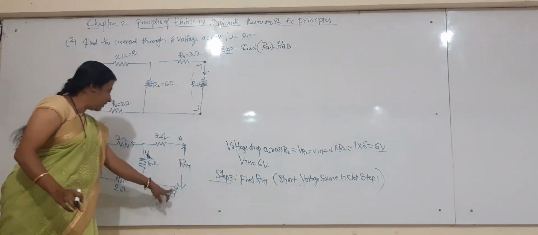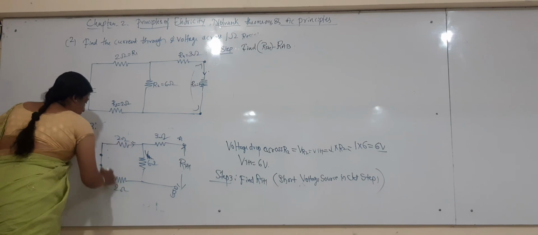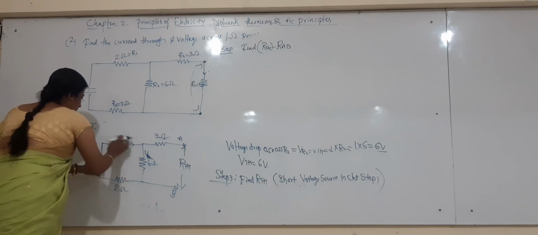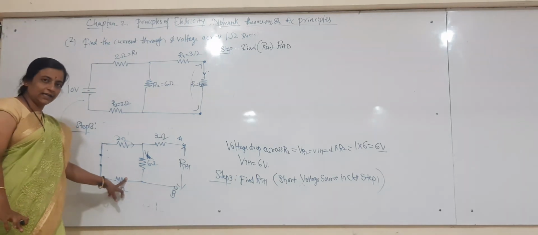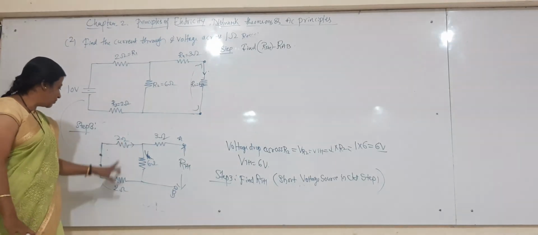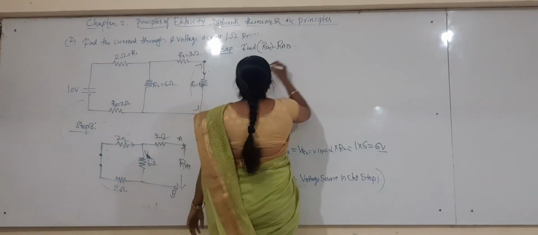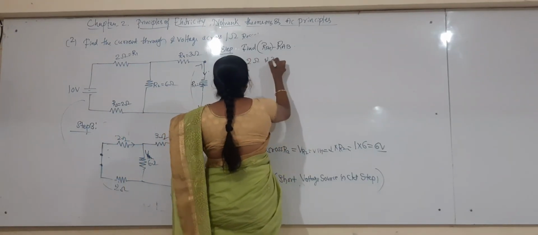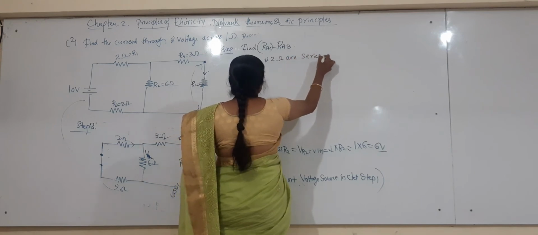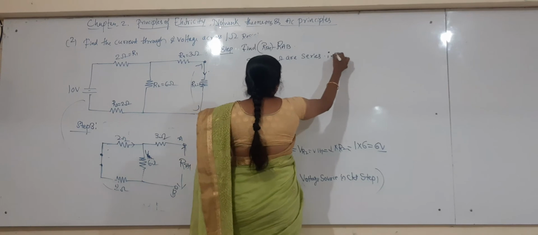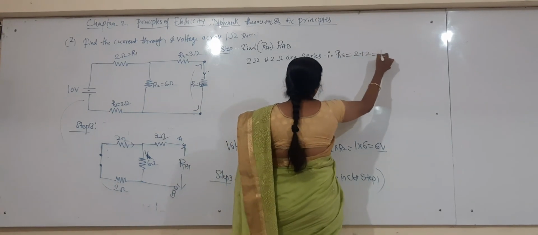So in A and B, we have to find it. Here these two 2 ohm resistors are in series, which means they get added. The effective resistance of the two 2 ohm resistors is 4. That is nothing but 2 ohm and 2 ohm in series. Therefore the effective resistance RS is equal to 2 plus 2, that is 4 ohm.